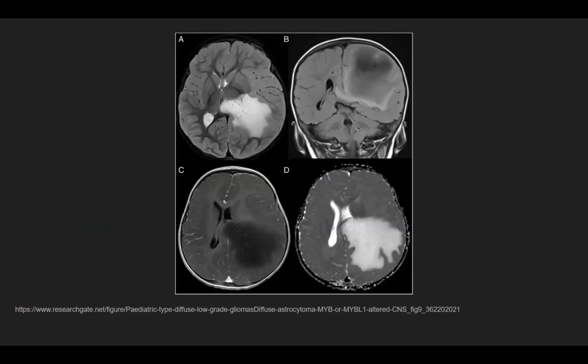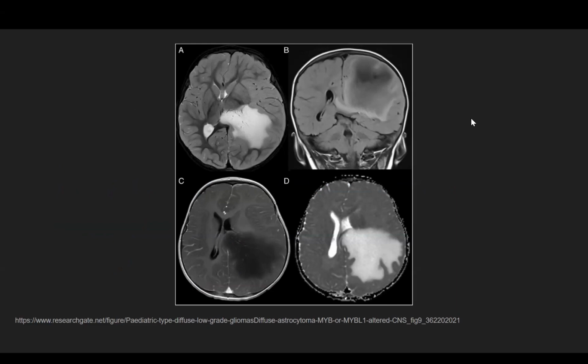is the radiology clear? Can somebody please comment on these images? Any volunteers? Yes, ma'am.